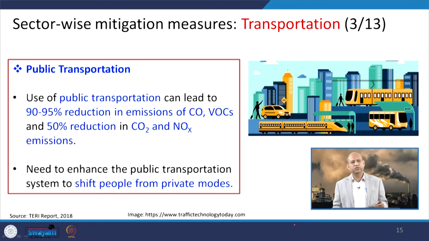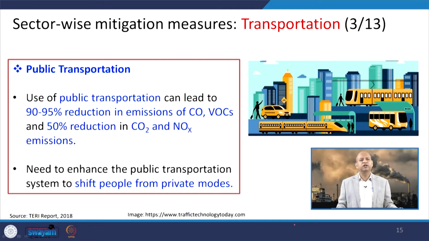Then the use of public transportation can lead to 90 to 95% reduction of emissions of carbon monoxide and VOCs, it has been studied, and 50% reduction in CO2 and NOx emissions. So, great benefits are there if we can shift to the public transportation system, but people will have incentive to shift when it is reliable, available in time, comfortable, and wherever we want to go there is connectivity. If there is no connectivity, then people won't feel encouraged to use the public transportation system.